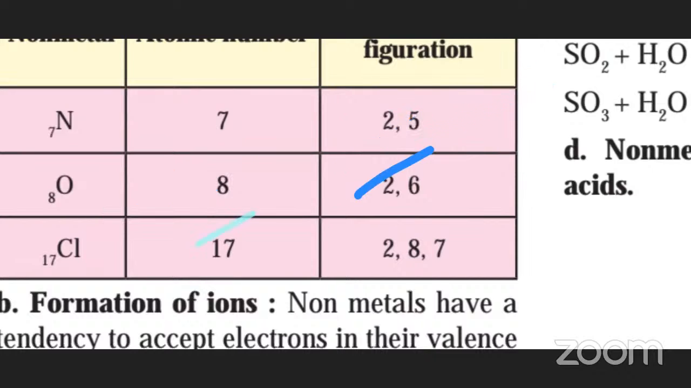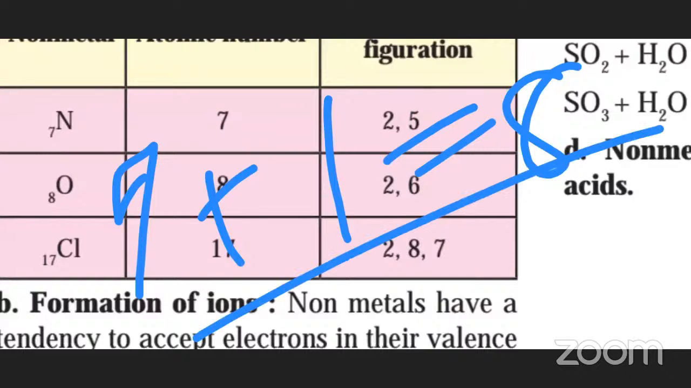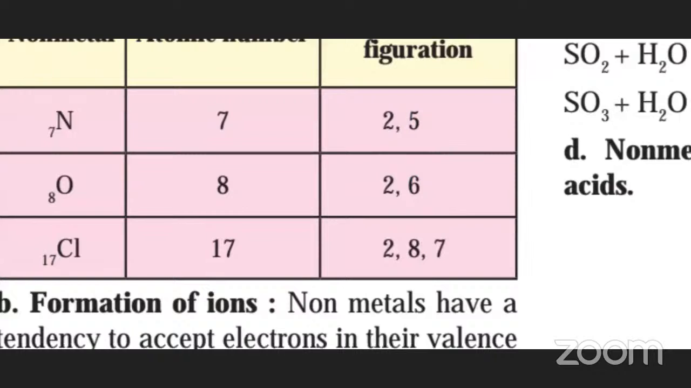And then again talking about chlorine. So for chlorine, this is the outermost shell which is having 7 electrons. So 7 means how many electrons are required now? Only 1 electron is required, and so its octet will be completed. So depending upon the electronic configuration and number of electrons in the outermost shell, the elements react in that manner.